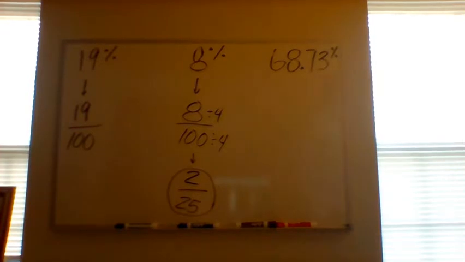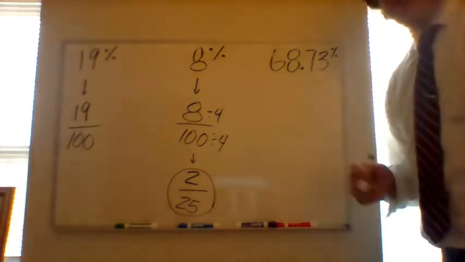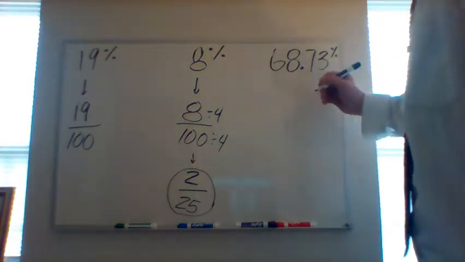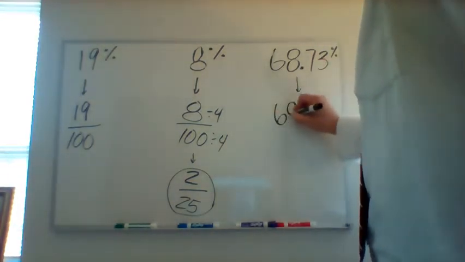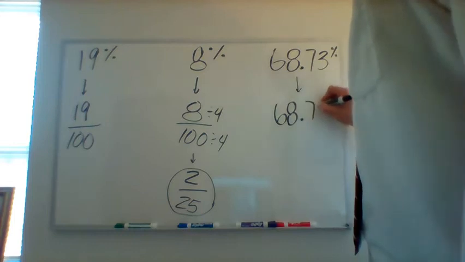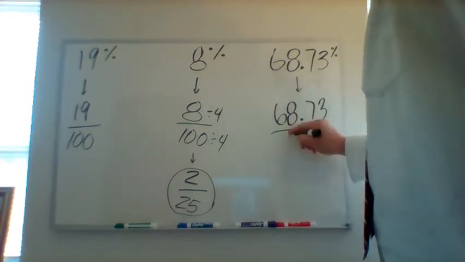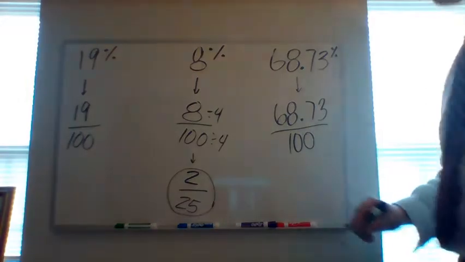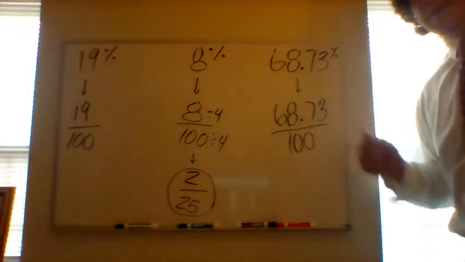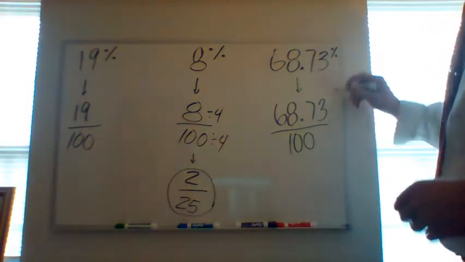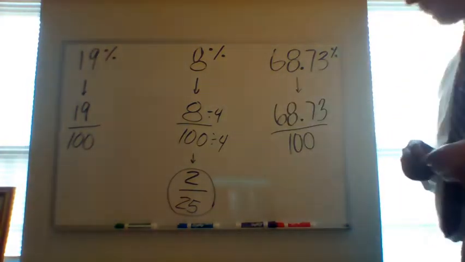Okay, this one already has a decimal, but we're still going to write it over 100. So I'm going to put 68.73 over 100. I think that is already simplified, right?